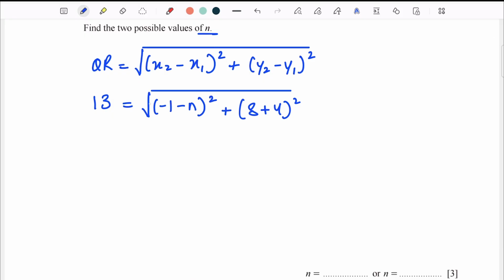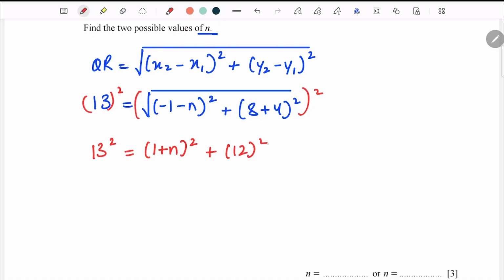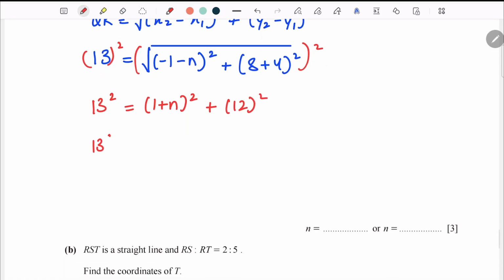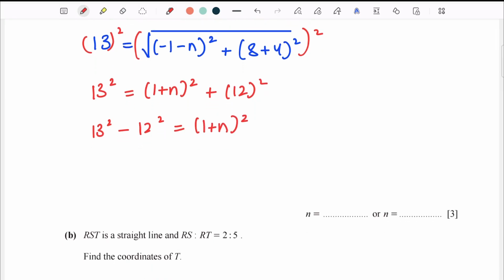Then if I have to remove this square root, I'll square on both sides. So 13 square is equal to minus 1 minus n, which can also be written as 1 plus n whole square, plus 12 whole square. So 13 square minus 12 square is equal to (1 plus n) square. This is 25 equals (1 plus n) whole square.